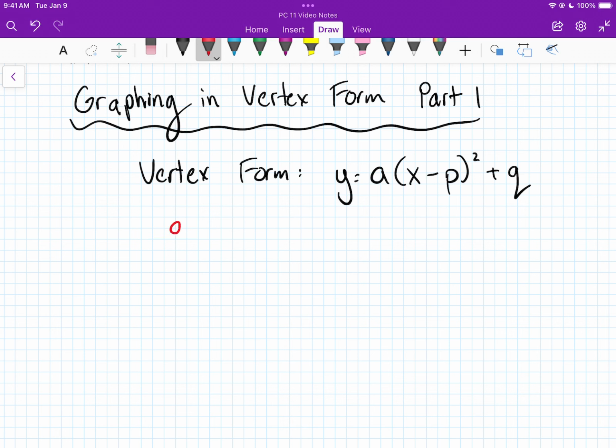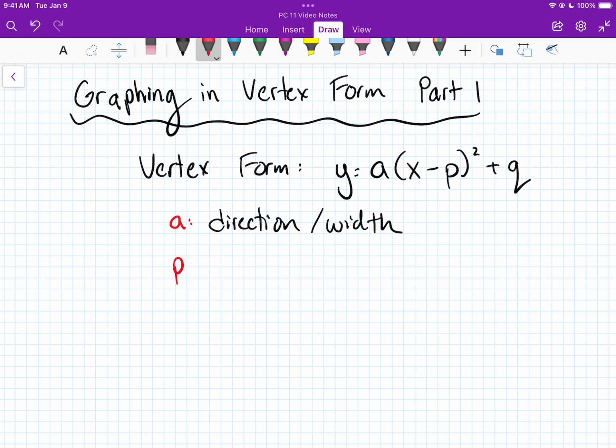So a controls the direction, so whether the parabola opens upwards or downwards, and the width. So when a is large, the parabola is skinny and goes up quickly. When a is small, it is wide and goes up very slowly. Positive a's make the graph open upwards, and negative a's make it open down.